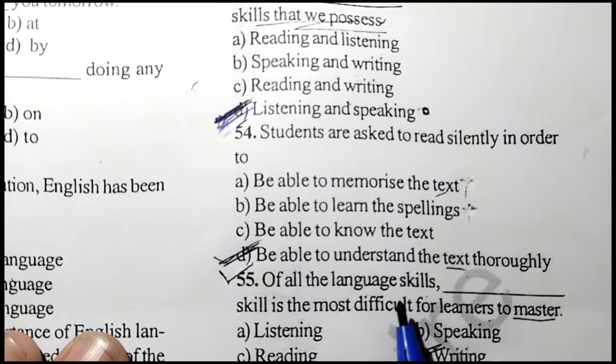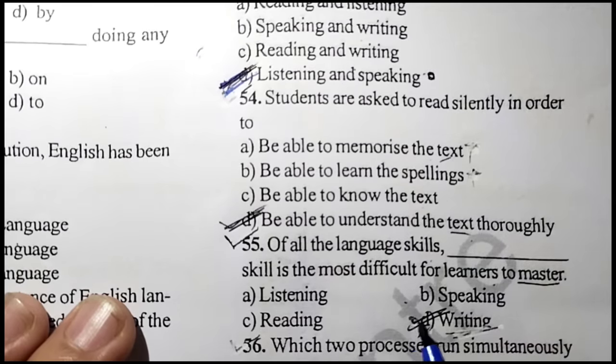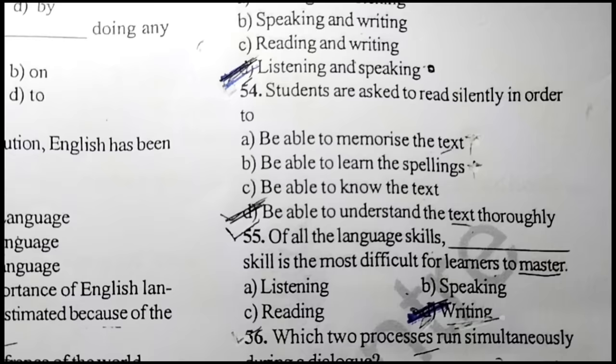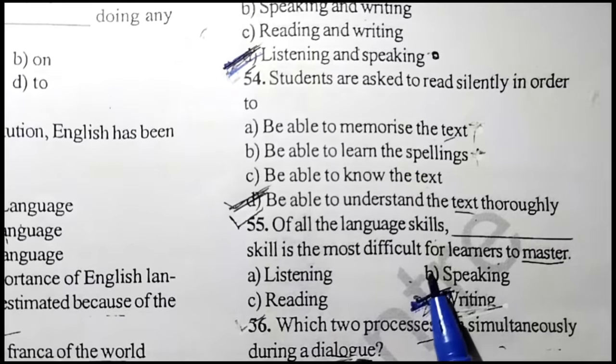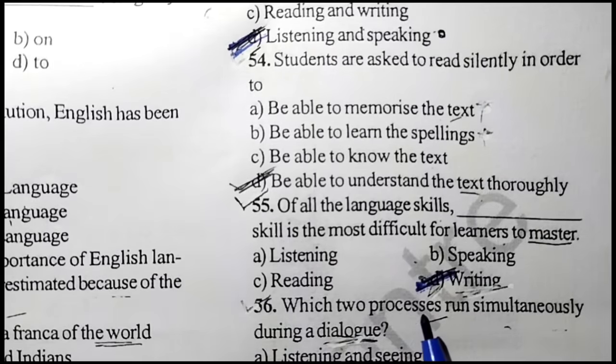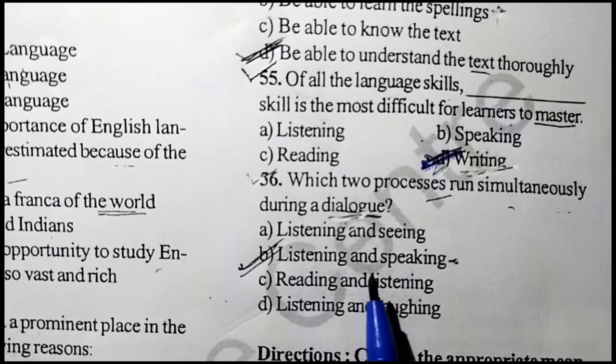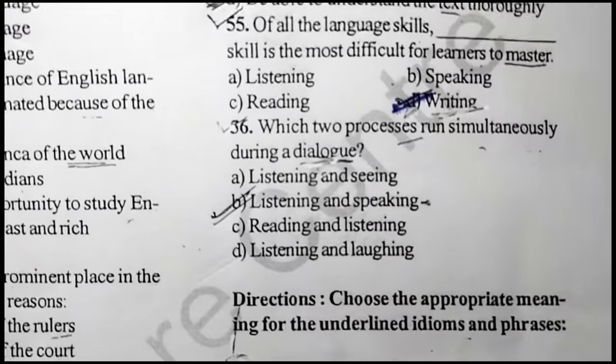55, of all the language skills, dash skill is the most difficult for learners to master. The answer is writing skill. 56, which two processes run simultaneously during a dialogue? The answer is listening and speaking.